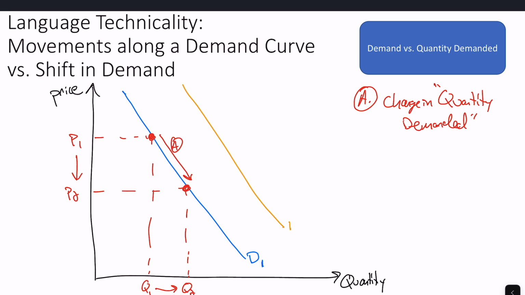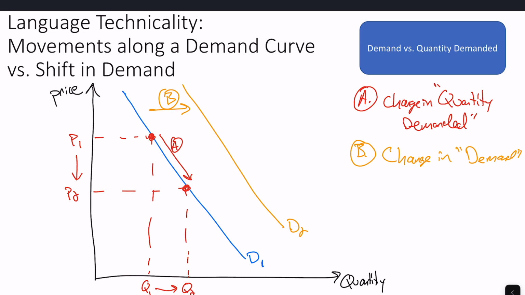from a shift in demand out to demand curve 2, a whole new demand curve. Let's call that B, that shift there. For this type of shift to the left or the right, this increase or decrease of demand, we're going to call that a change in demand.